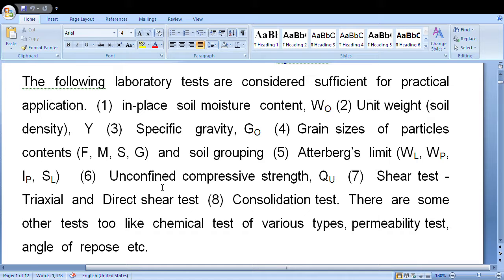Unconfined compressive strength, shear test, triaxial and box direct shear test, consolidation test. Besides this, there are many other tests like chemical tests, permeability test, angle of repose, etc. Many other tests are there.